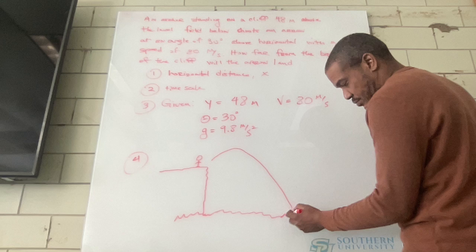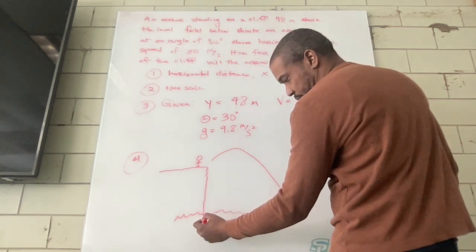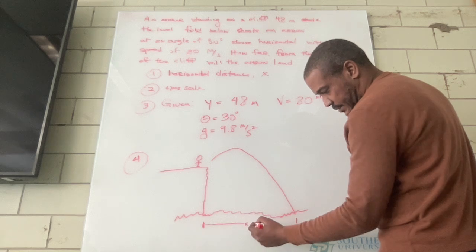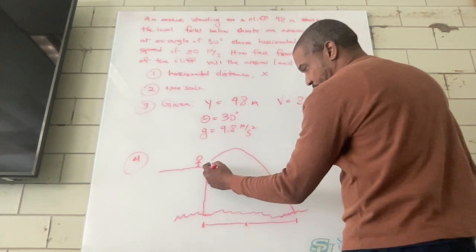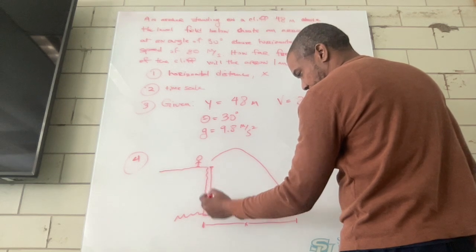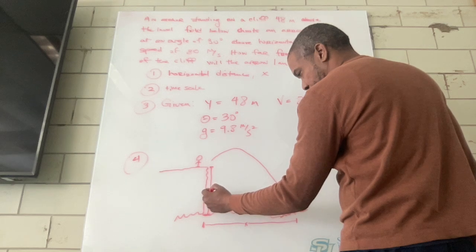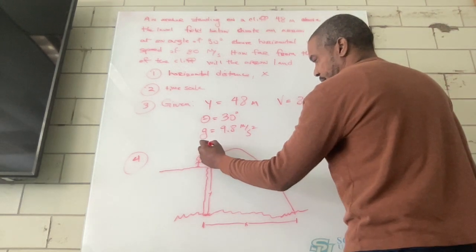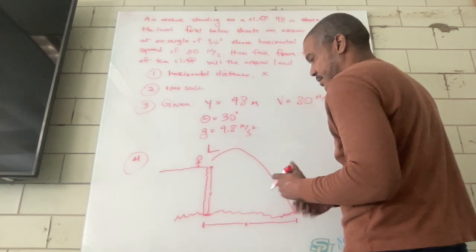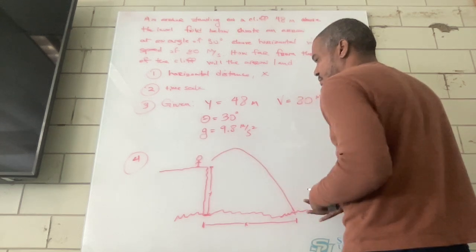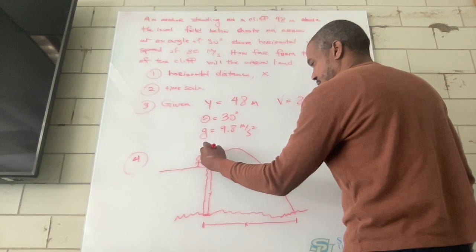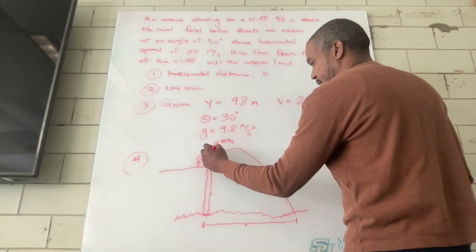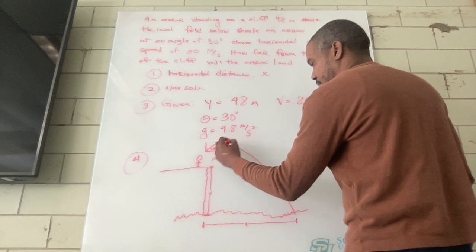And so what we're interested in is what? This distance right here. This is the distance X. This distance from right here to right here is Y. And we know that the initial speed or velocity of the arrow, which is a vector, was 80 meters per second, and it was at 30 degrees.